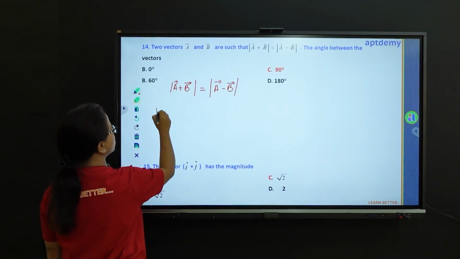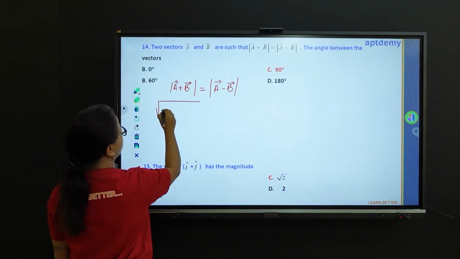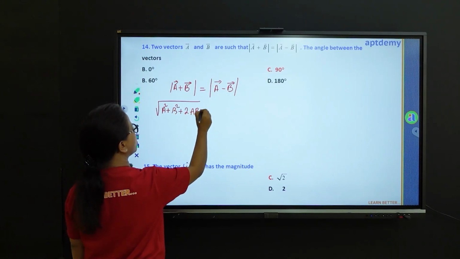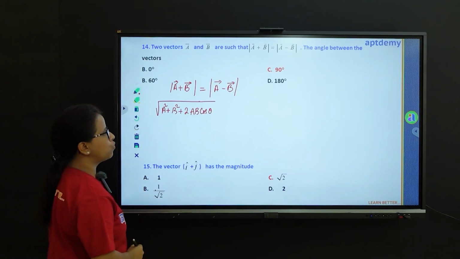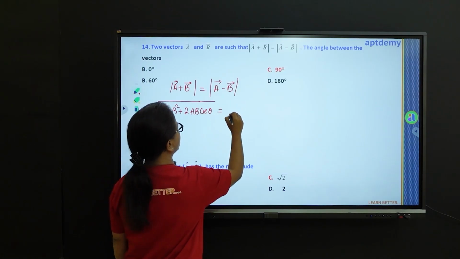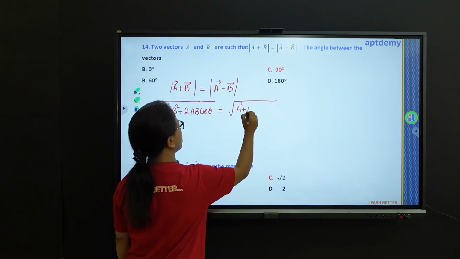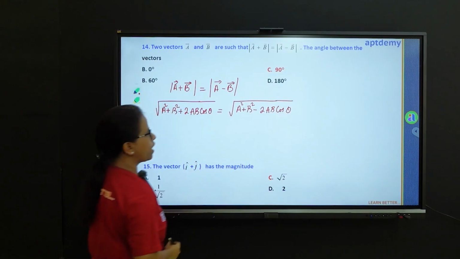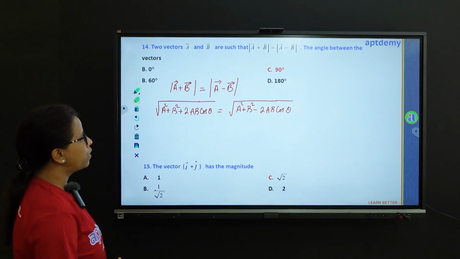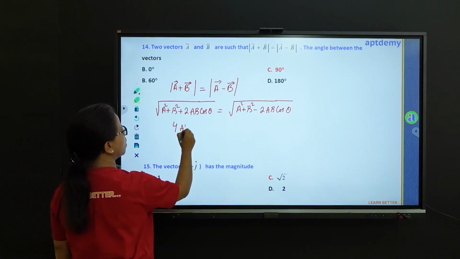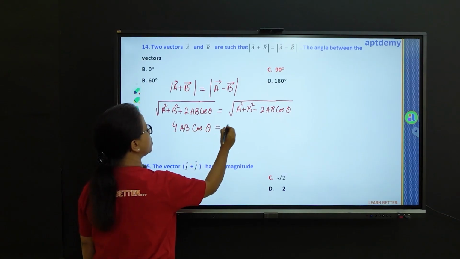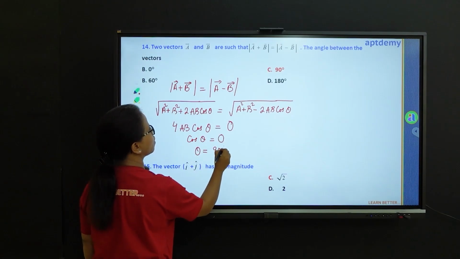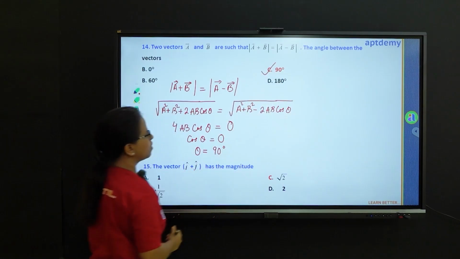The modulus of this is nothing but the square root of A square plus B square plus 2AB cos theta, where theta is the angle between the two vectors. This is equal to the square root of A square plus B square minus 2AB cos theta. Squaring both sides and cancelling the common terms, we are left with 4AB cos theta equals 0, which means cos theta equals 0, so theta is equal to 90 degrees. So the angle between such vectors is 90 degrees.